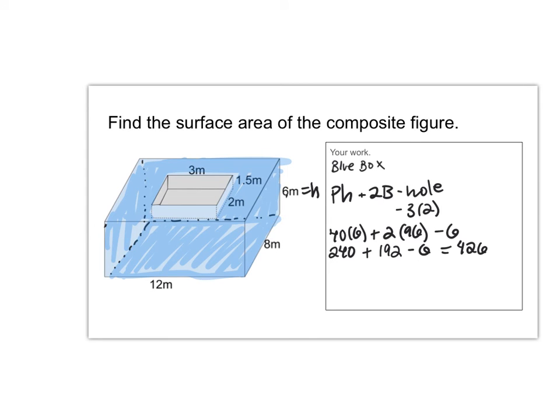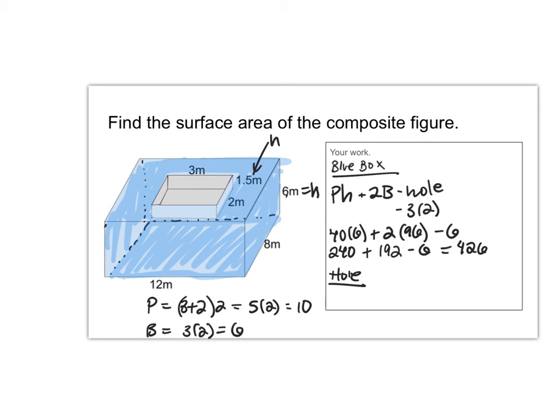So now let's talk about the hole. The hole is actually adding to the surface area of this box because if I was going to paint it, I would have to paint the inside of that hole as well, right? Okay, so I'm going to have a different perimeter and a different area of my base and a different height because I'm not talking about the whole thing now. I'm just talking about the hole. Okay, so my new height is 1.5. My new perimeter is 3 plus 2 times 2, so that's 5 times 2, that's 10. The new area of my base is 3 times 2, which is 6. And remember, we found that earlier when we subtracted that from our blue box. And I think that's all we need.